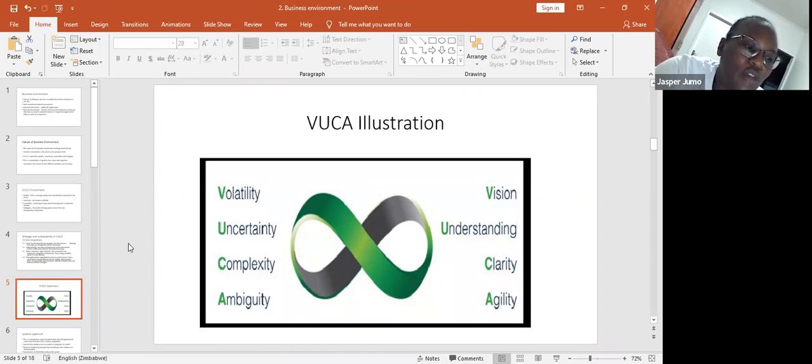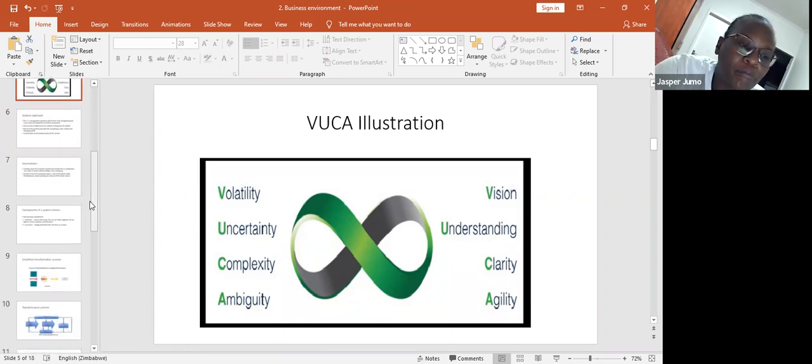Are there any questions on the VUCA environment before we go on to the macro and micro environment? Any questions? Anyone? If you type something, I'll be able to see it. Okay, so can I go on? Does this mean we are good to go up to where we are here now? Okay.